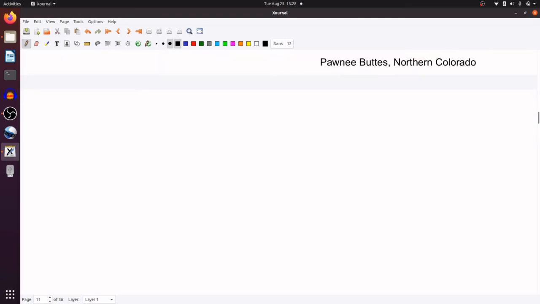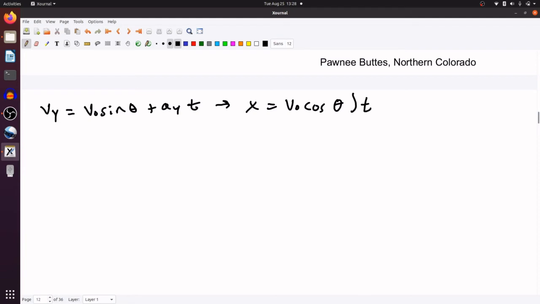Actually, I'm going to come to the next page here, since I'm running out of room. Which is V_y is equal to V naught sine theta, plus a_y t. This will not give me the horizontal distance, but this will give me the time. And once I have the time, I can plug it into x is equal to V naught cos theta, writing out the whole thing instead of V naught x, times t. So we're going to use this to find the time.